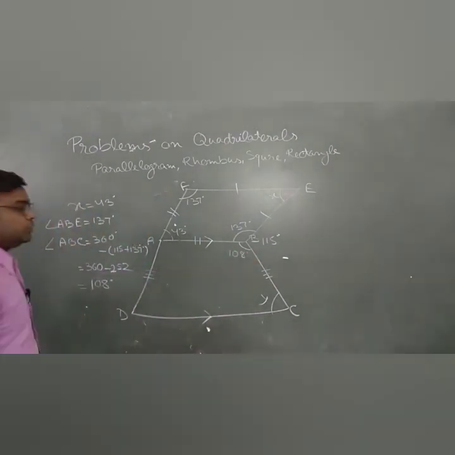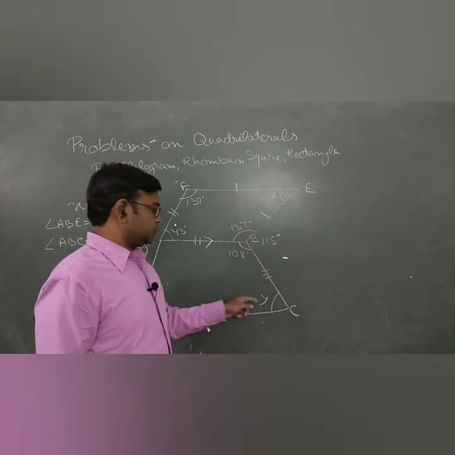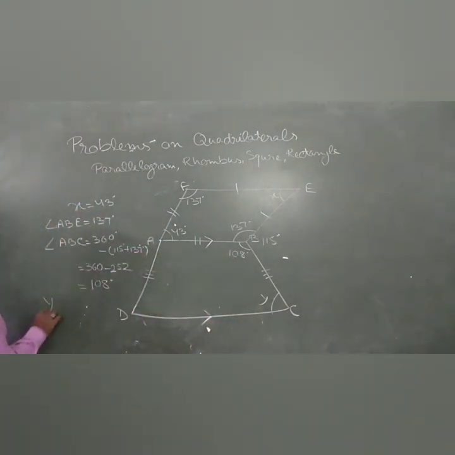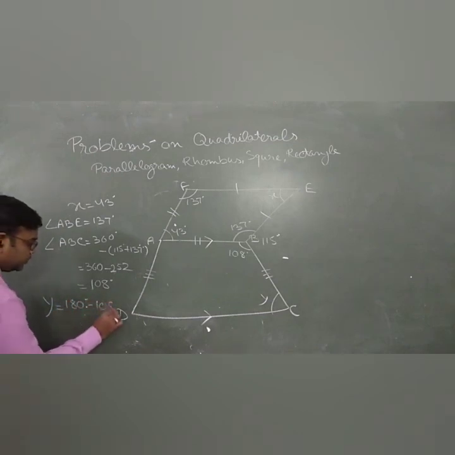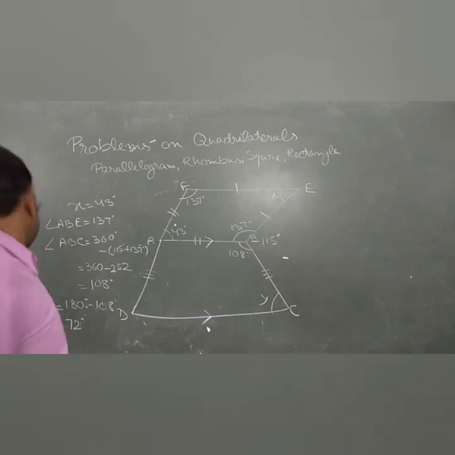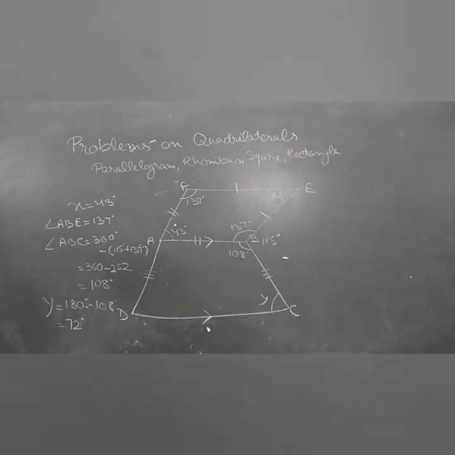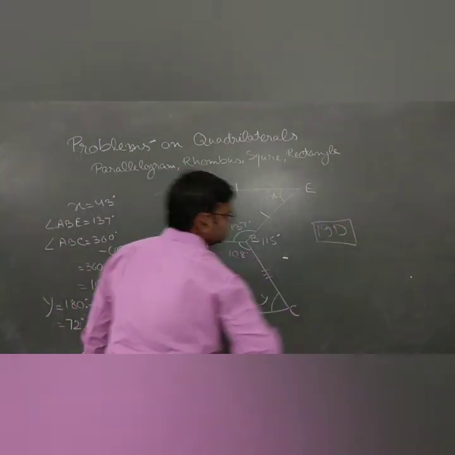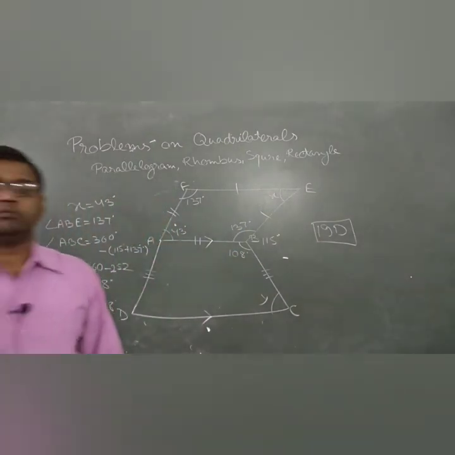And as we know that these two lines are parallel, these are co-interior angles. So y equals 180 minus 108, equals 72 degrees. Clear? So likewise, if you solve all the questions, try to complete your exercise 19D. That's all for this video. Thank you.